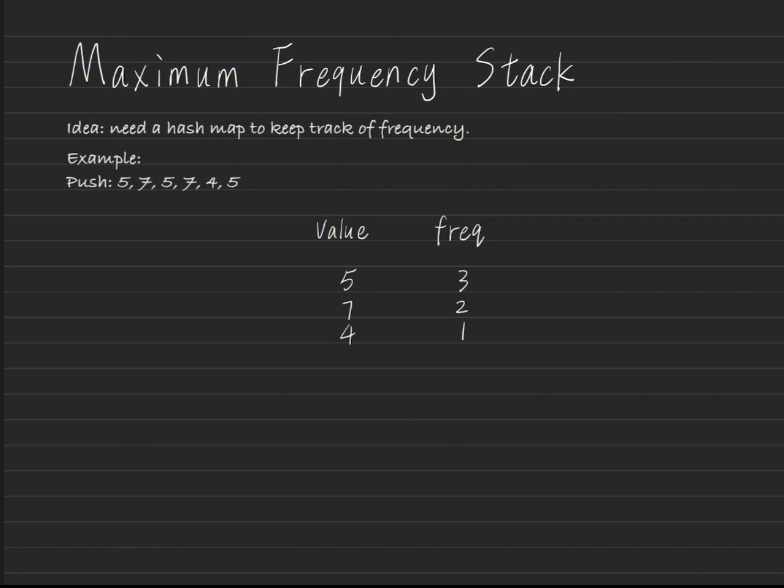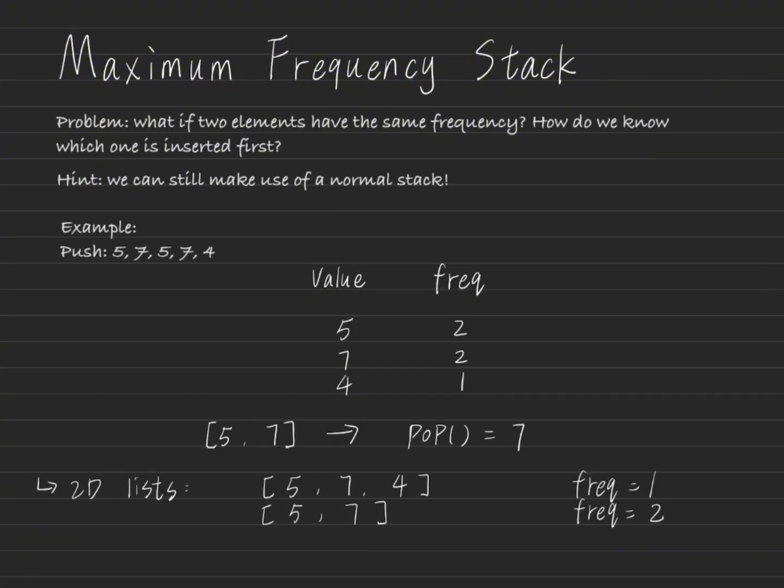We can do that by using a hash map to keep track of this frequency. In the example below, element 5 has appeared 3 times, element 7 has appeared twice, and element 4 has appeared once. Now, what if 2 elements have the same frequency?